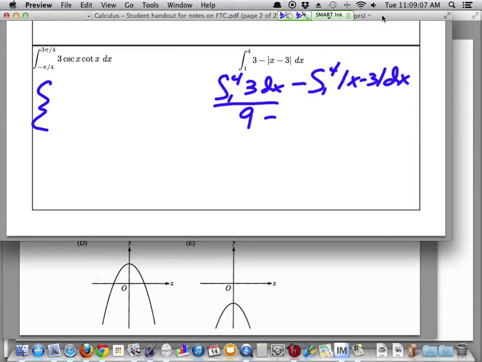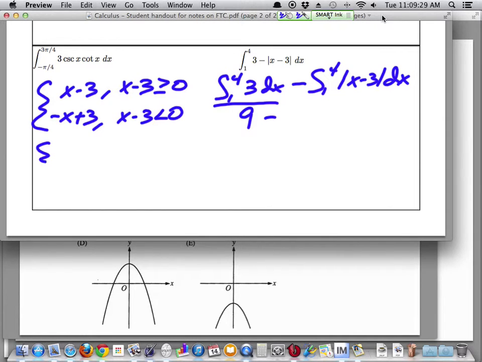X minus 2. I got x minus 3. You got negative x plus 3. I got negative x plus 3. X minus 3 greater than or equal to 0, and x minus 3 less than 0. So if we clean both of those up, that means I have x minus 3 for x greater than or equal to 3, and I have negative x plus 3 for x less than 3.